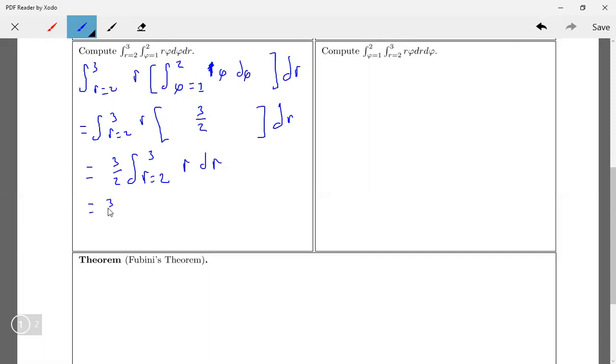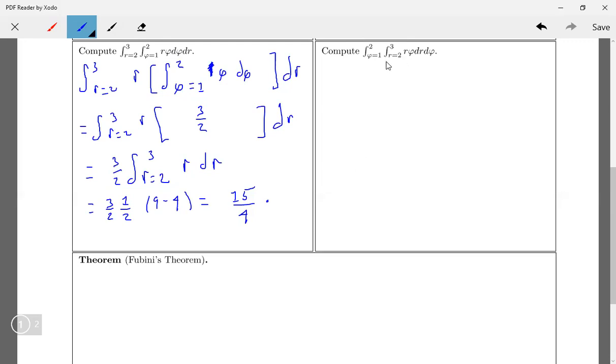This is going to be equal to 3 halves times this integral. The antiderivative of r is r squared over 2. So let me go ahead and write the 1/2, and we're going from r equals 2 to r equals 3. So this is 9 minus 4. So what this is, 15 over 4.